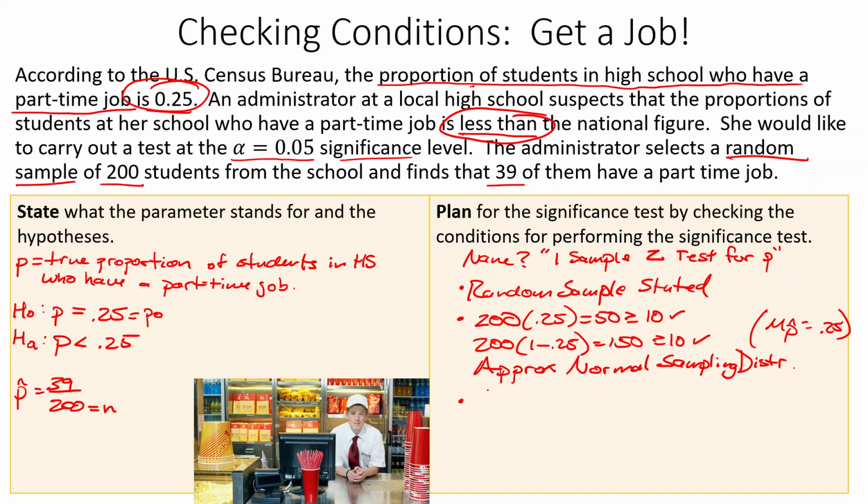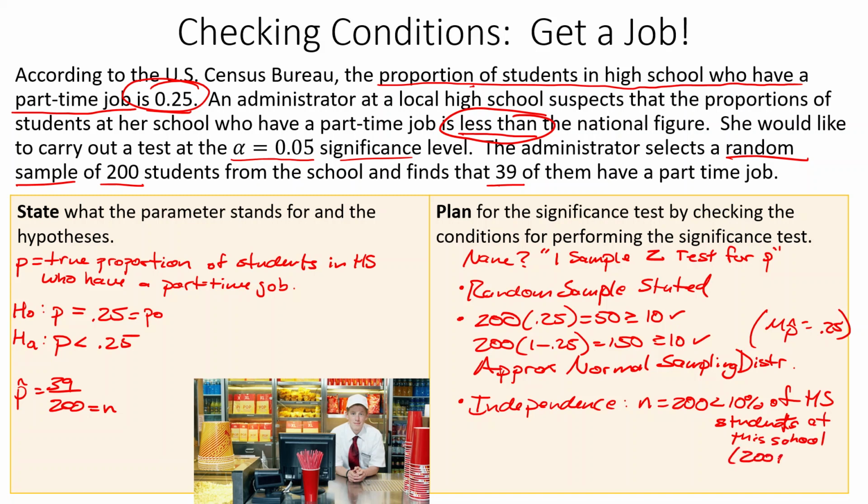All right. And the last one we want to check is the independence condition. So we've got n equals 200. Hopefully that is less than 10% of high school students at their school. So hopefully we have 2,000 or more students at this school, which is possible if there's a large high school. So that's how we check our conditions.